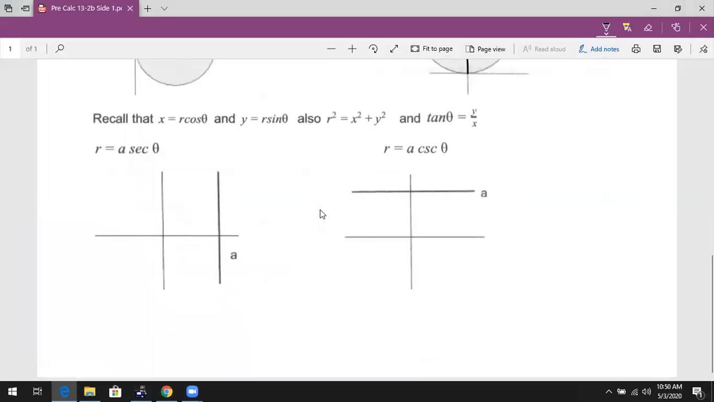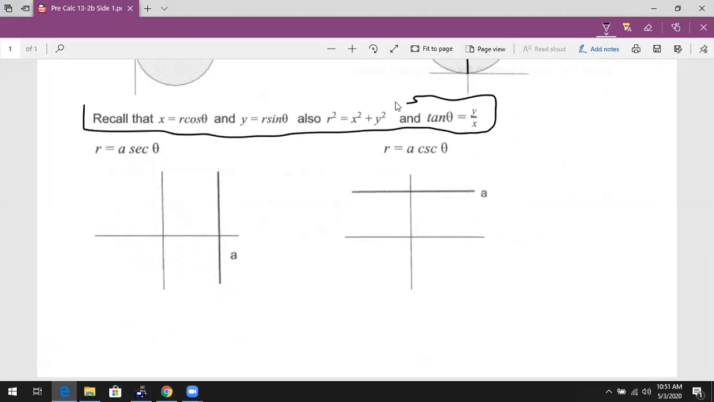All right, recall that x equals r cosine theta, y equals r sine theta, also r squared equals x squared plus y squared, and the tangent of theta is y over x. Make sure you check your quadrant. This information here is really important for pretty much everything we do this chapter. Keep that in mind when we turn the page.